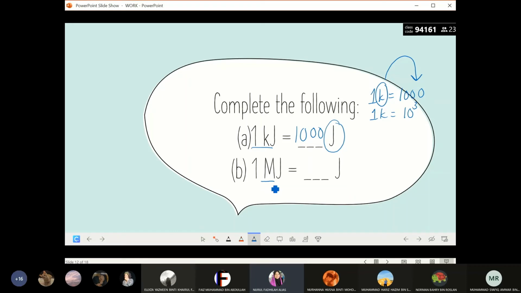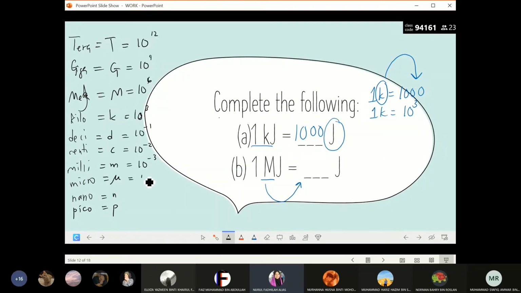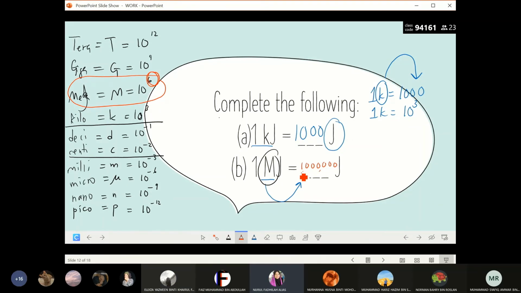Megajoule? 10 kilojoule. You have to memorize this. I'll write it for you, have a look. Tera. So mega is this one. There are 6 zeros, 1 million: 1, 2, 3, 4, 5, 6. Yes, 1 million. So you need to know this.